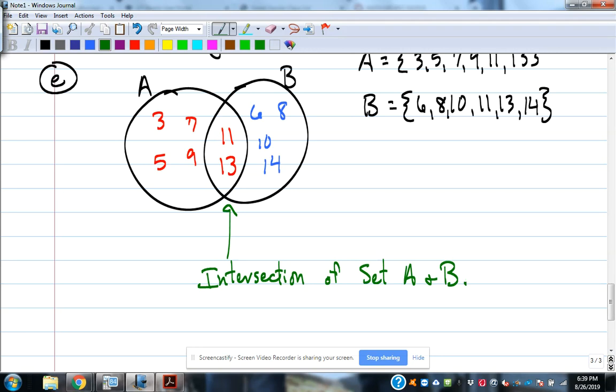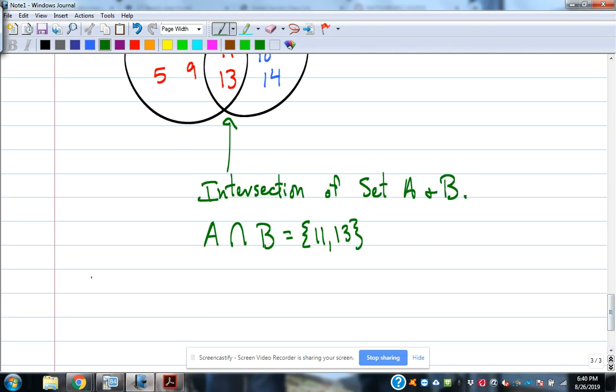The notation for intersection, A intersect B, the set is 11 and 13. The intersection notation is like an upside down U shape. That's intersection. It's in both. It's an and. Intersection, think and.